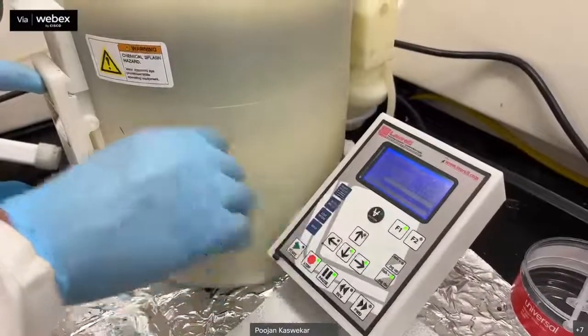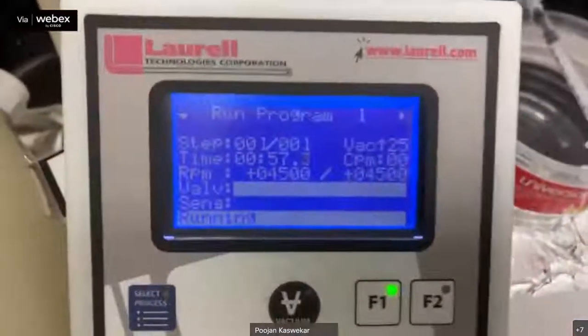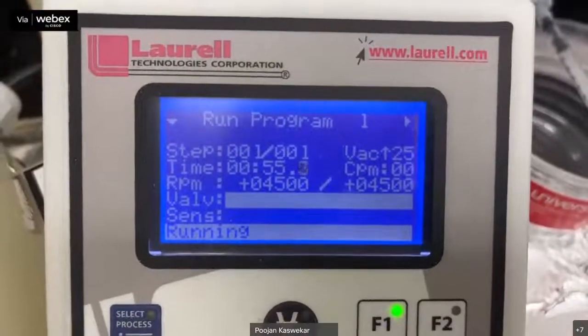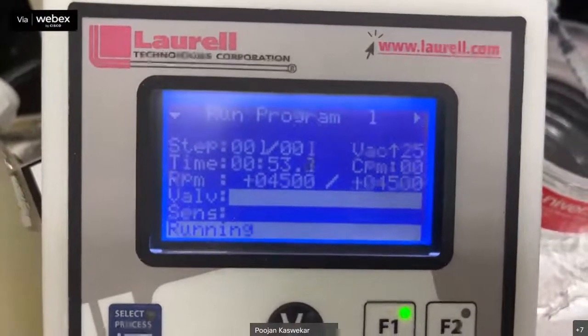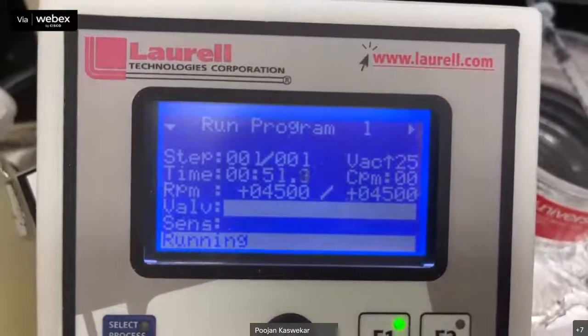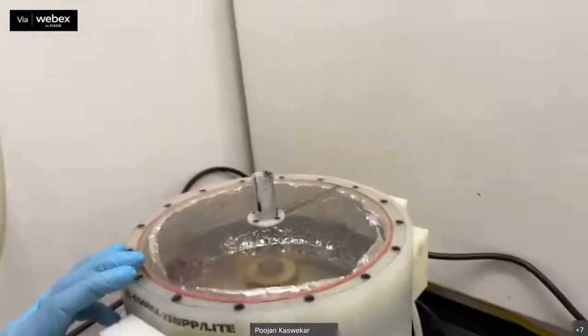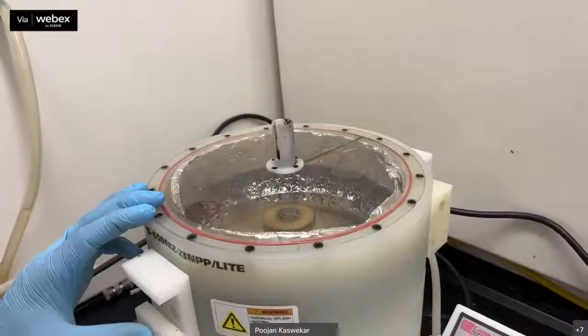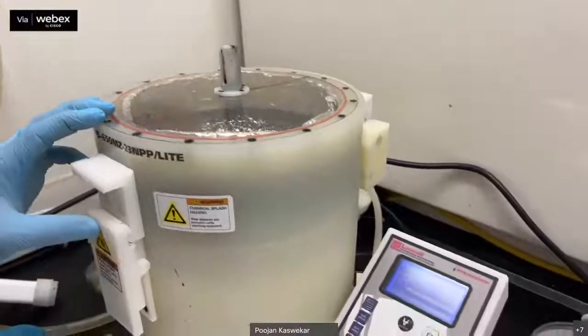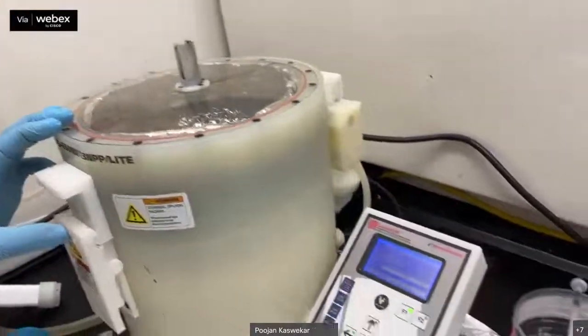Now we are doing the second sample. The procedure is the same. So basically during this time we can do the etching. That's more efficient, if we can do the etching of the samples during the spin coating of the next sample.